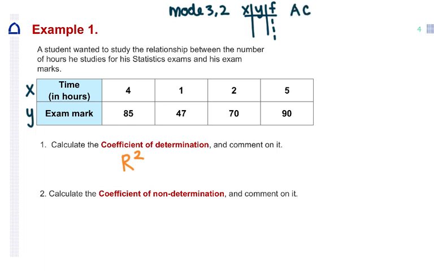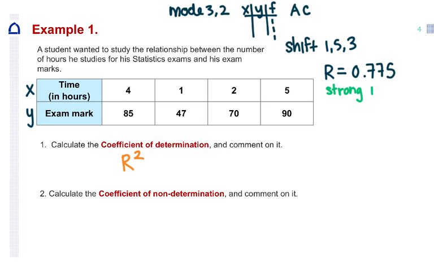After you put that x and y in, you'll press AC, and then you're going to press Shift 1, 5, 3 in order to get r. And we will get r equals 0.775. And just as a reminder, this tells us two things. It tells us strength and direction. So it's a moderate to strong, not very strong, but moderate to strong positive linear relationship because r is positive.